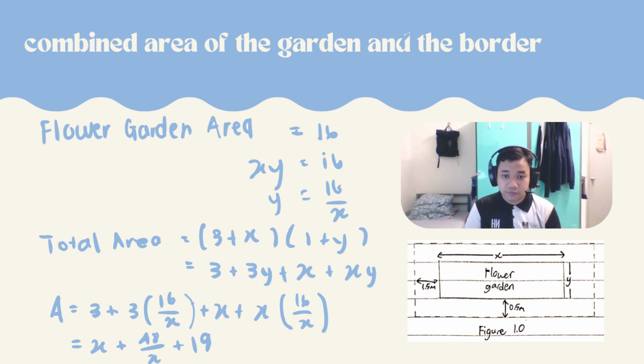So, to find the area, we need to substitute y into the total area. So, it will be 3 plus 3 times 16 over x plus x times 16 over x. So, the combined area of the garden and the border is x plus 48 over x plus 19.